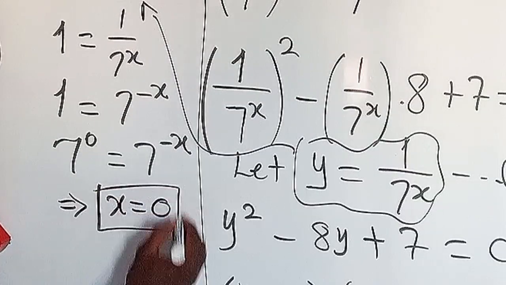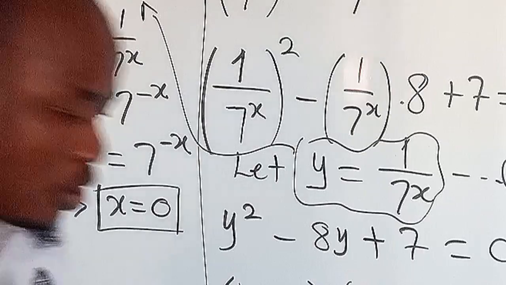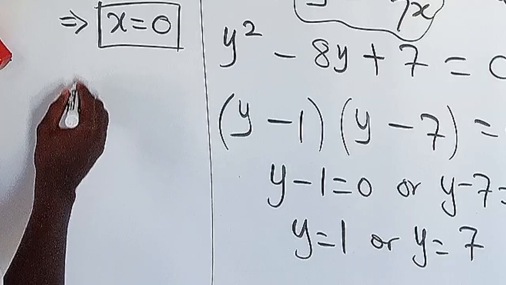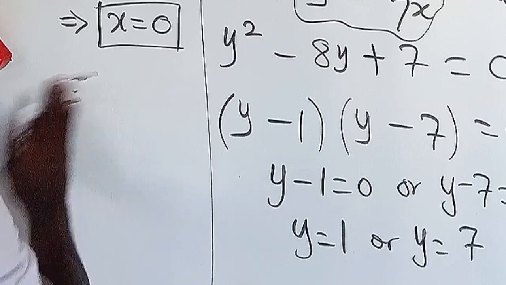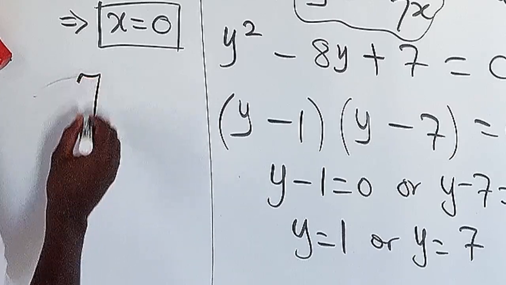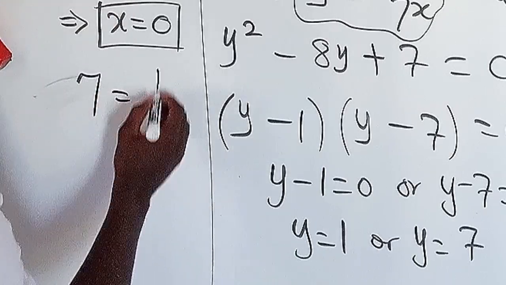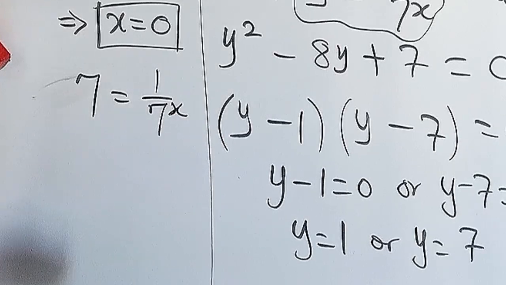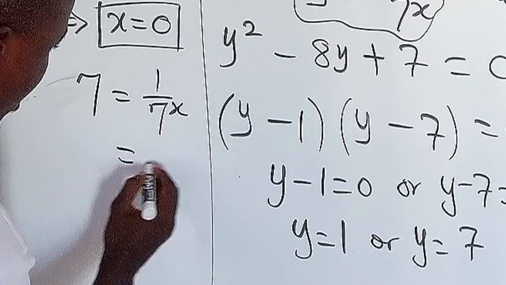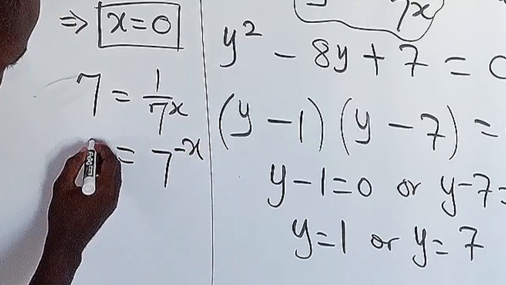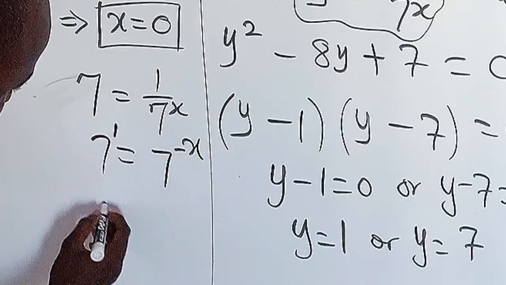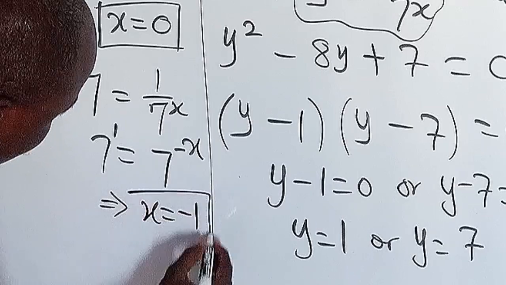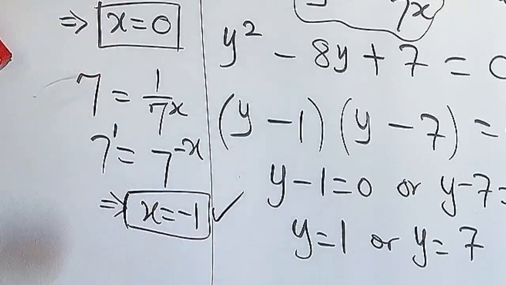We have the first solution. Now the second solution is going to be when y is equal to 7. So 7 will be equal to 1 over 7 to the power of x. The same thing I did here, this will go up. We have 7 to the power of minus x, and 7 to the power of 1 here. Since we have the same bases, we have x being minus 1. So we have the second solution to be this.